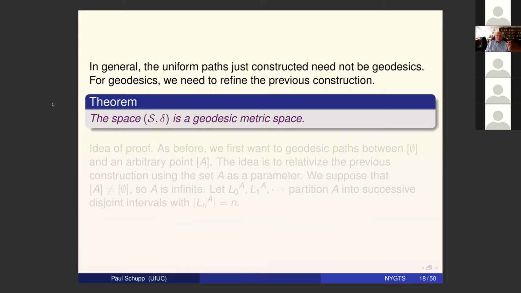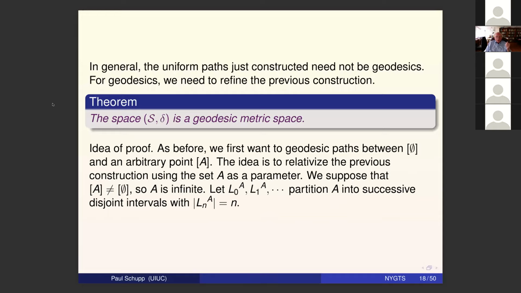Now, in general, these uniform paths don't have to be geodesics, but we can obtain geodesics by refining this construction. And the theorem is that S delta is actually a geodesic metric space, the kind of space that we like. And the idea is, as before, we want geodesic paths from the empty set to an arbitrary point. Just relativize the previous construction, using the set A as the parameter.